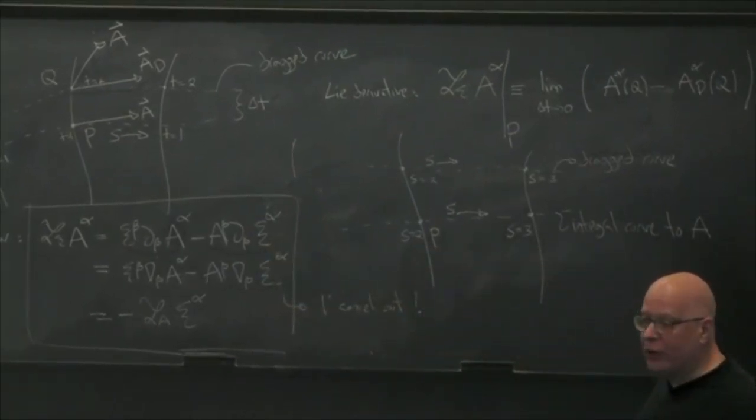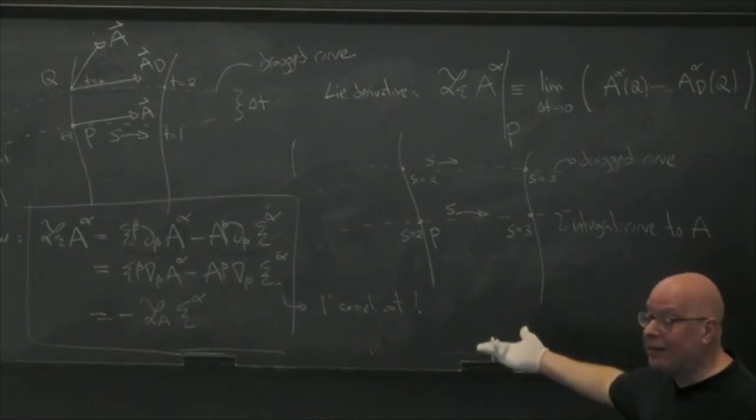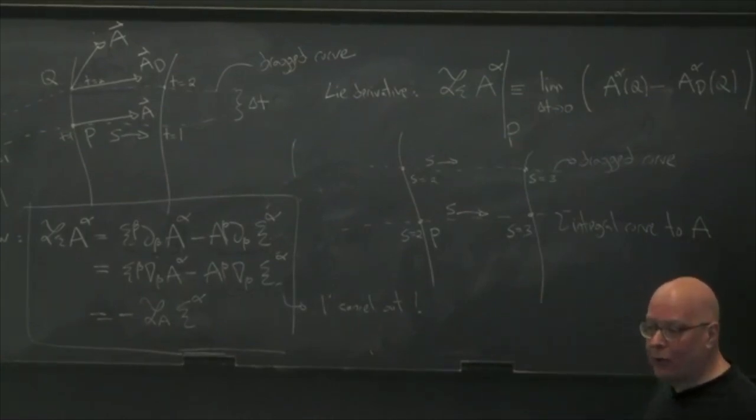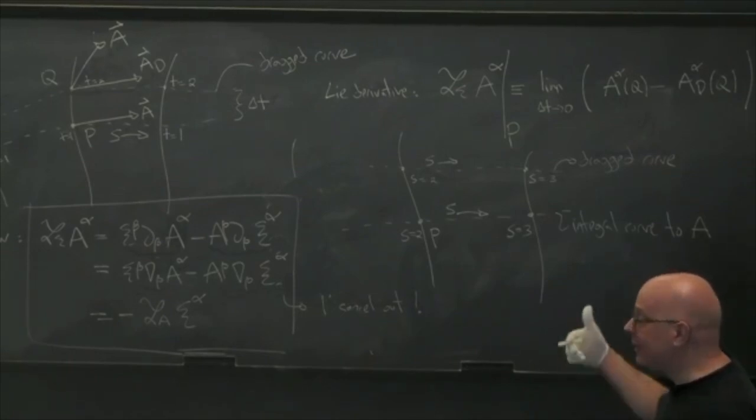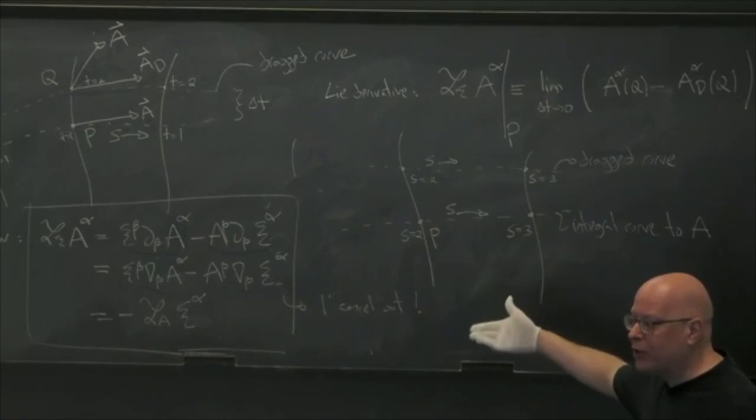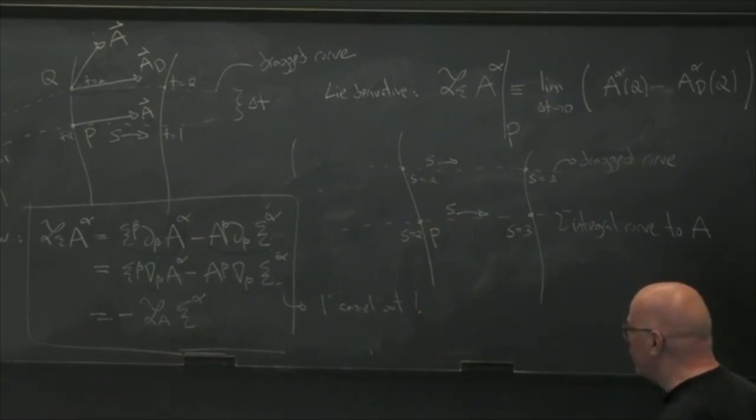But before I do that, I want to see how we can extend this from vectors to other objects like covectors and scalars and tensors. So we're going to extend the definition of the Lie derivative to other objects, again, using Leibniz as our guide to do this.